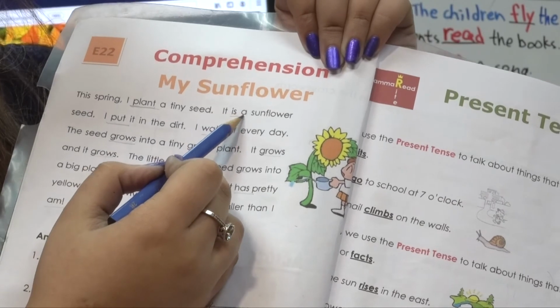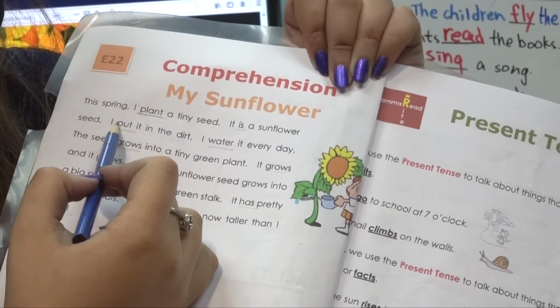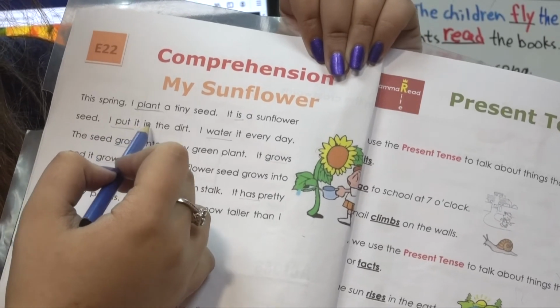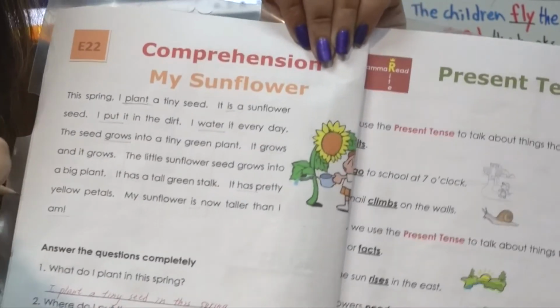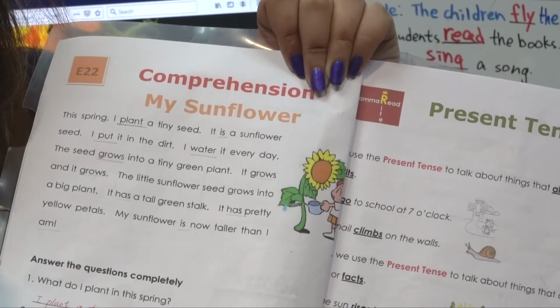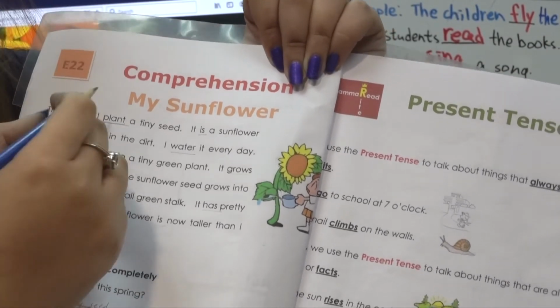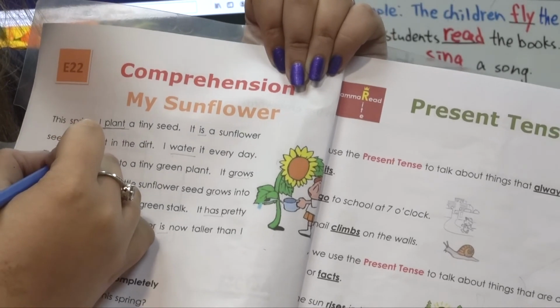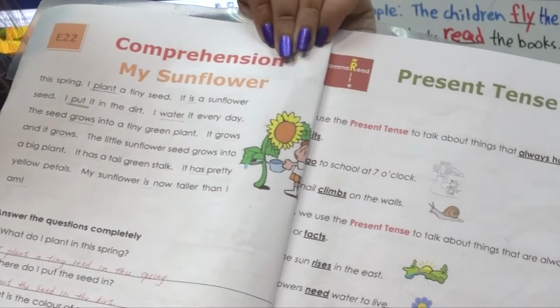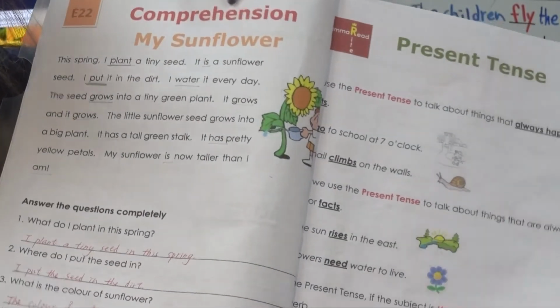It is a sunflower seed. I put it in the dirt. Which one is the action? Which one is the verb here? The action verb here is put. So you underline the verb put. Okay? Put.